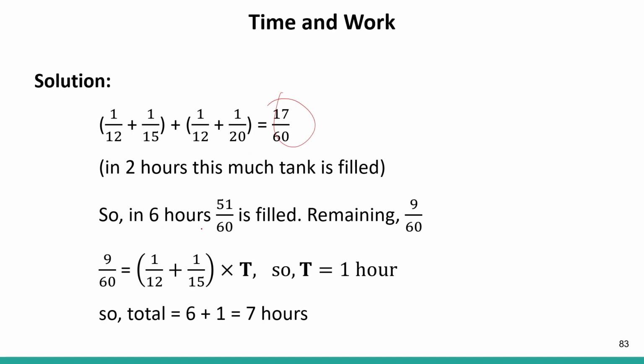So in 6 hours this much amount of work will be done. So the remaining will be 1 minus 51 by 60, that is equal to 9 by 60, right? So that is what is written right here. So 9 by 60 is equal to (1 by 12 plus 1 by 15) into T. So T is equal to 1 hour, right? So total 6 plus 1 is equal to 7 hours.